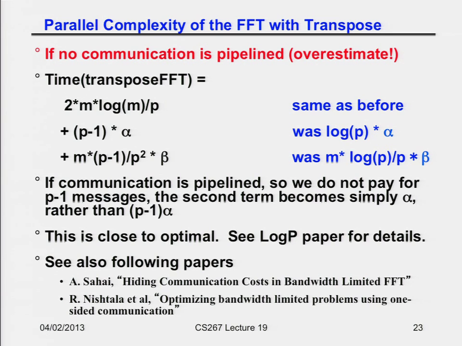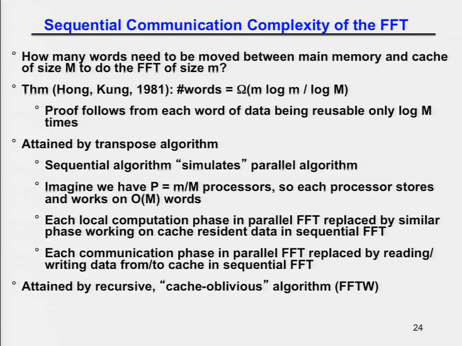So now let me just say a few words about what are the lower bounds that are known about this. So let me just tell you what the sequential communication complexity is. So the question is, how much data do I have to move between fast memory of size capital M and slow memory, DRAM, to do an FFT of size little m? And we've asked this question before for linear algebra. I'll ask the same question now for FFTs. And the answer, it actually goes back to the same paper, is that no matter how I organize all the multiplies and adds, the lower bound is the number of flops divided by now the logarithm of the cache size.